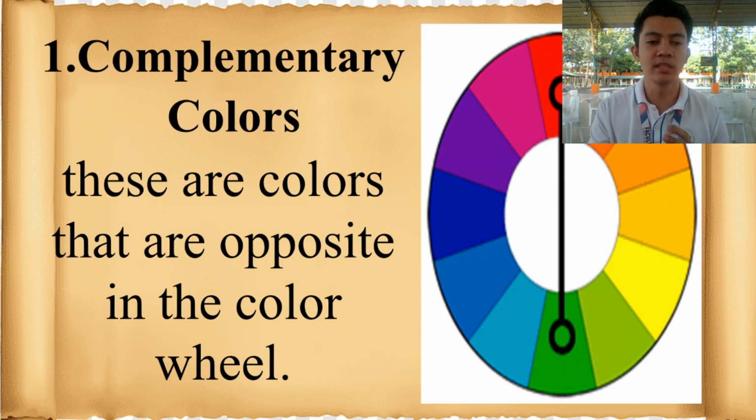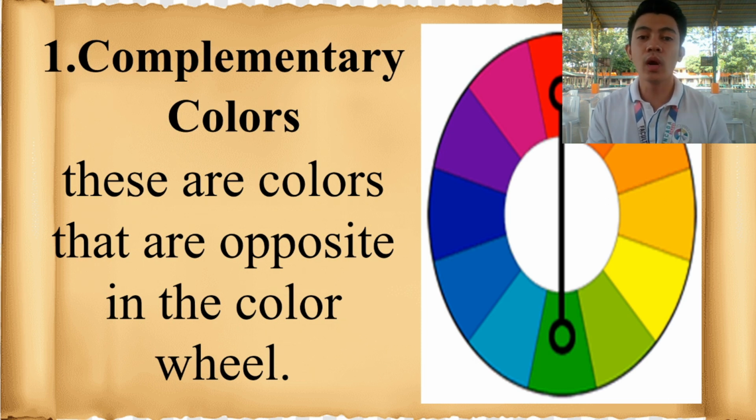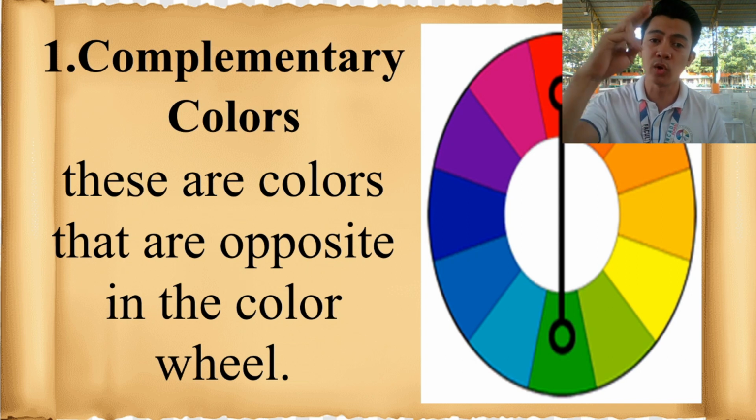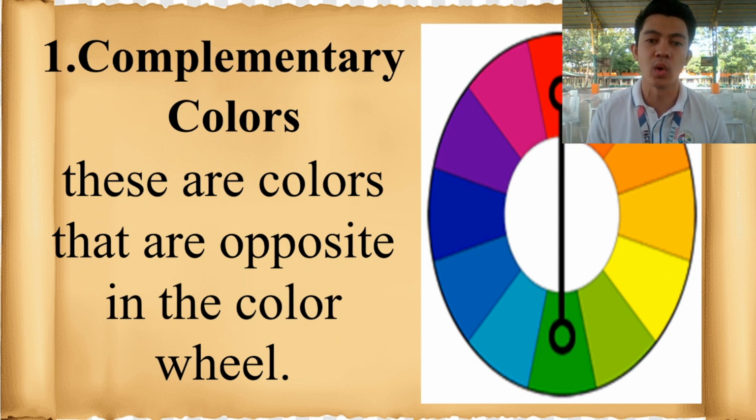Next, complementary colors. These are colors that are opposite in the color wheel. Complementary colors are two colors that are opposite to each other in the color wheel. Ibig sabihin, magkatapat sila. Wherever two colors are positioned in the color wheel, as long as they are two colors that are opposite to each other, we call it complementary colors. Ayan.